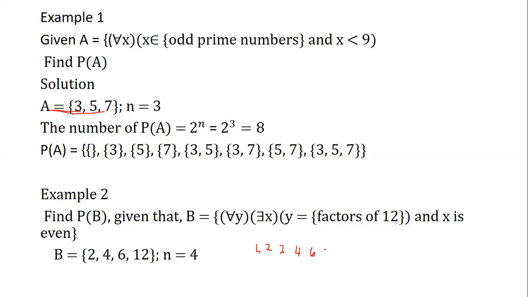So this is Y. But there exists X, X is even. So we go through all these factors of 12 and pick the even ones among them. That one will be our set B. Is it okay? Yes, sir. Good. So let's pick the even members out of the factors of 12. We have 2 here, we have 4, we have 6, we have 12. Therefore, our set B now becomes 2, 4, 6, 12.